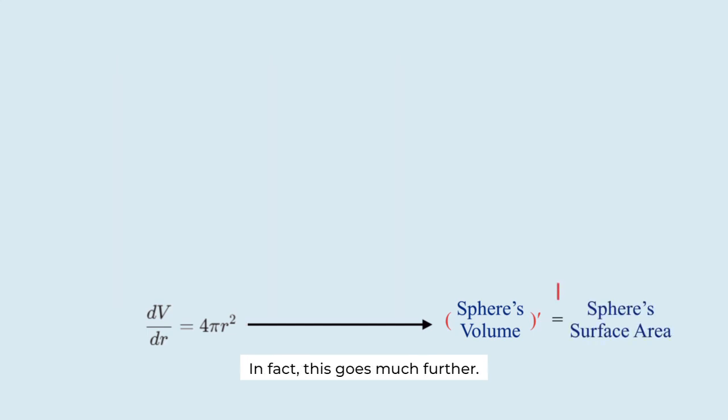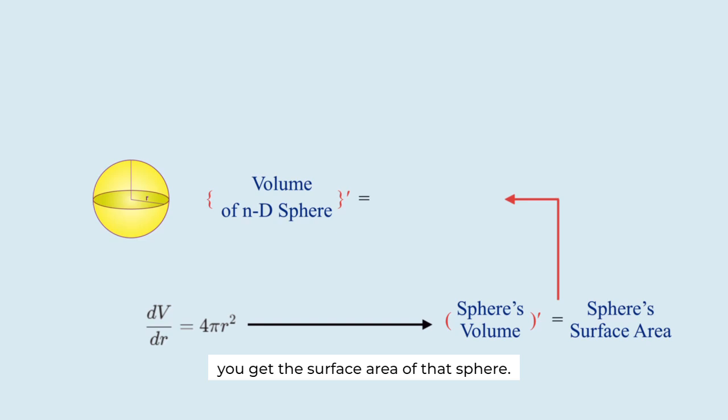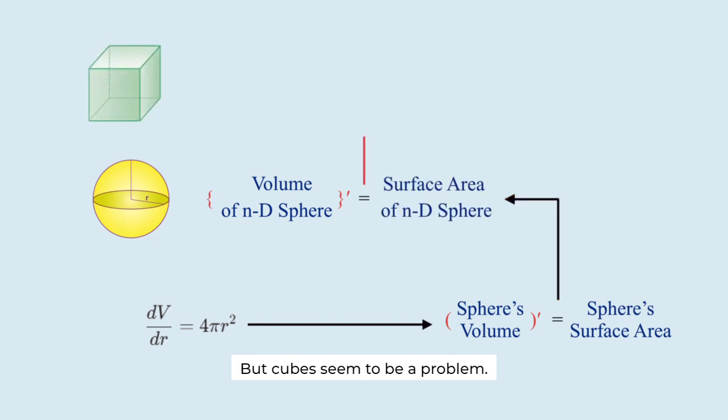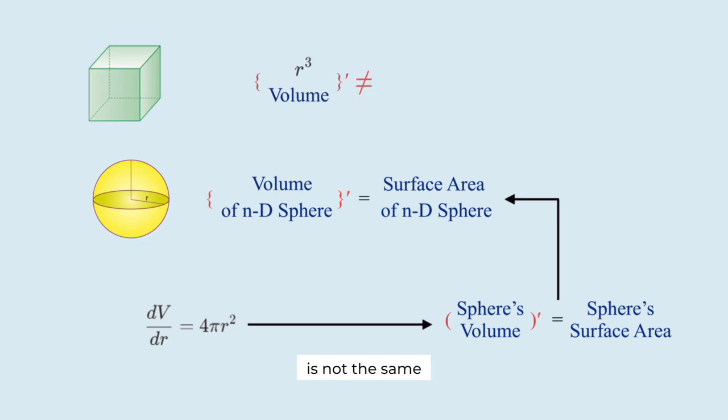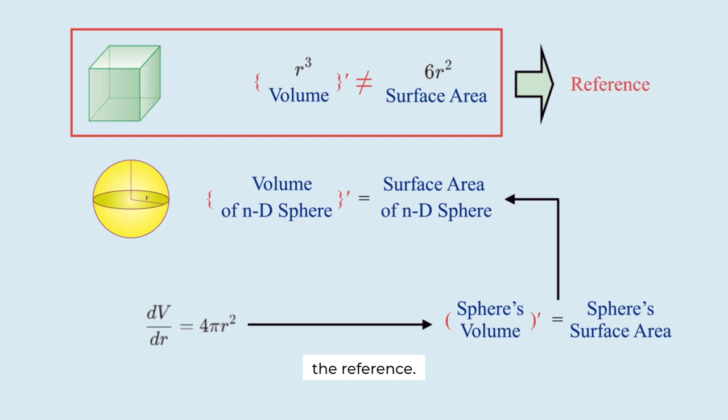In fact, this goes much further. If you differentiate the volume of an n-dimensional sphere, you get the surface area of that sphere. But cubes seem to be a problem. Differentiating the volume of a cube is not the same as the actual surface area. Does the cube break the pattern, or are we missing something? We are missing something, the reference.